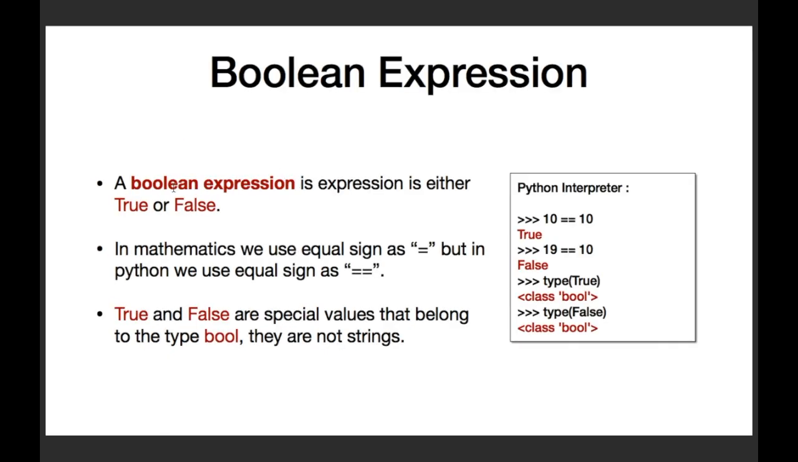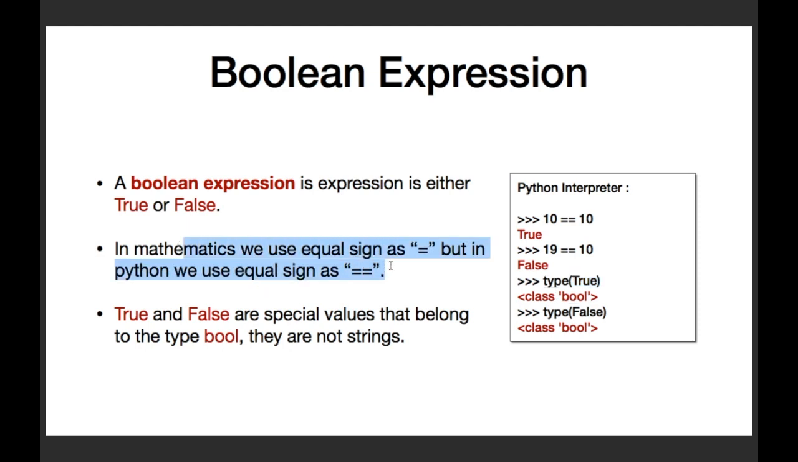Now we have to see Boolean expression. A Boolean expression is either true or false. Remember this. Here 10 is equal to 10, so the Python interpreter gives the result as true. And 19 is equal to 10 is a false statement, so the Python interpreter gives the result as false. So we have to see the type of true. The type of true is bool.